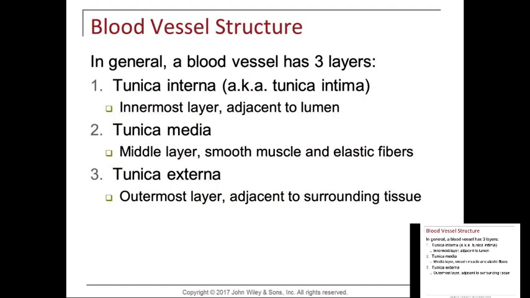When we talk about blood vessels in general, you're going to hear us talk about these three different layers. There's going to be the tunica interna, also known as the tunica intima, and that is the innermost layer. So it's the one that's adjacent to the lumen where the blood is actually flowing through. Then there's the tunica media, also known as the tunica musculosa, musculosa because it's smooth muscle. And then there's the tunica externa, which is also referred to as the tunica adventitia, which is the outermost layer.